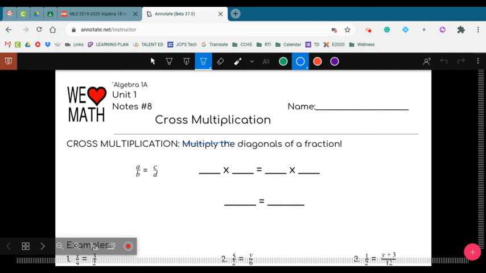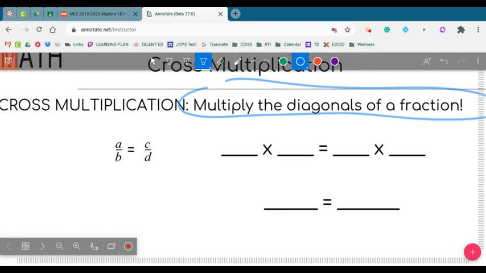Cross multiplication is whenever we multiply your diagonals. Some people may know this as the butterfly method. You're going to take your A times your D, and then you're going to do your B times your C. It is okay if you do your B times your C and then your A times your D. It's the same thing. So if I do my first diagonal, I'm going to do A times D, and I'm going to do B times C.